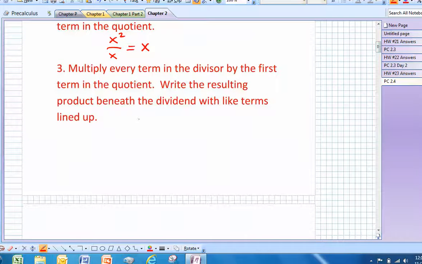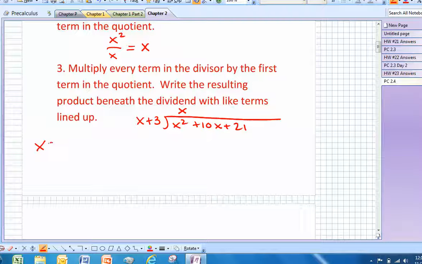So then I'm going to take, and I'll rewrite it here, I had x. So I'm going to take that x and multiply it by x plus 3. And that gives you x squared, because x times x is x squared. And then x times 3 is 3x. And notice I lined up the like terms.